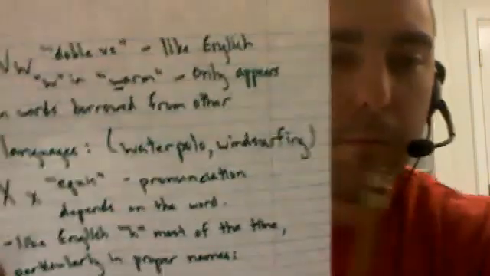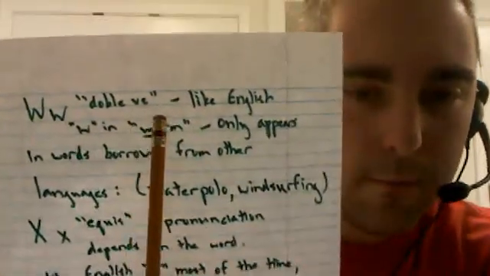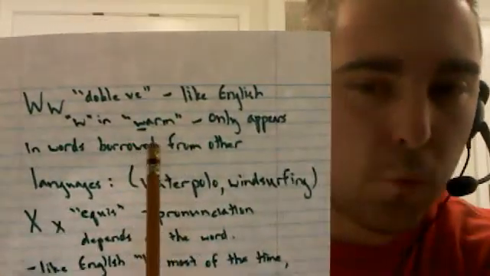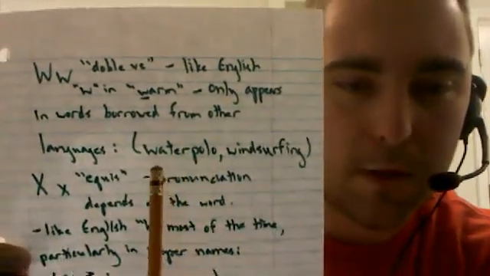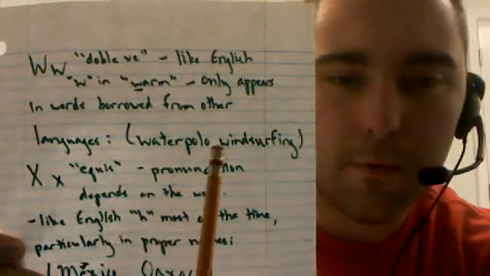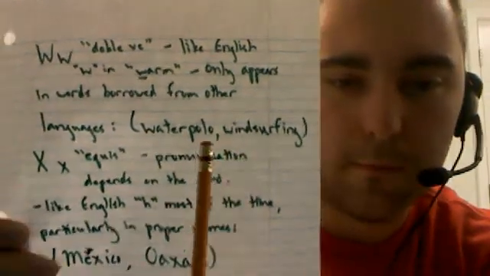And finishing up, we've got W, which is just like the English W in warm, and it only appears in words that are borrowed from other languages, such as water polo and windsurfing.